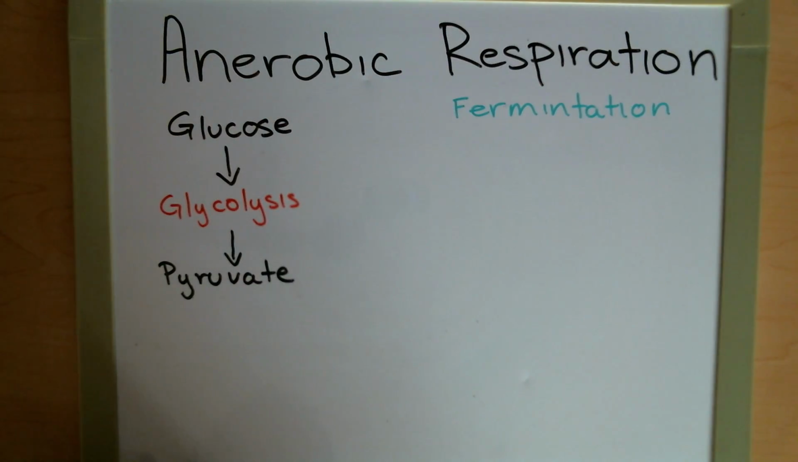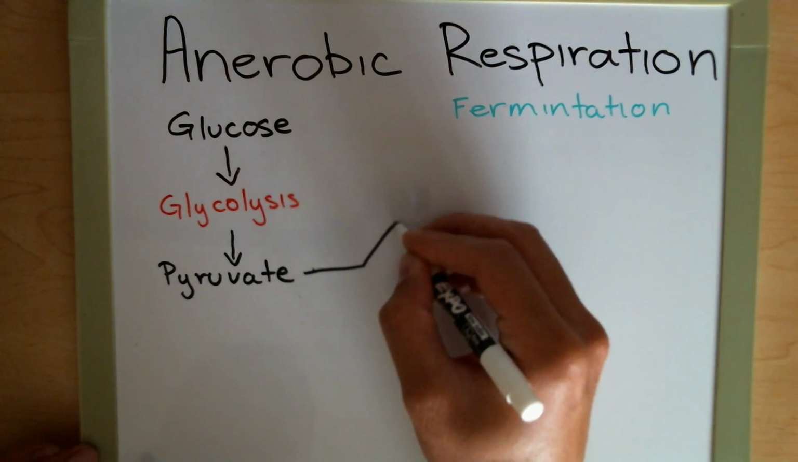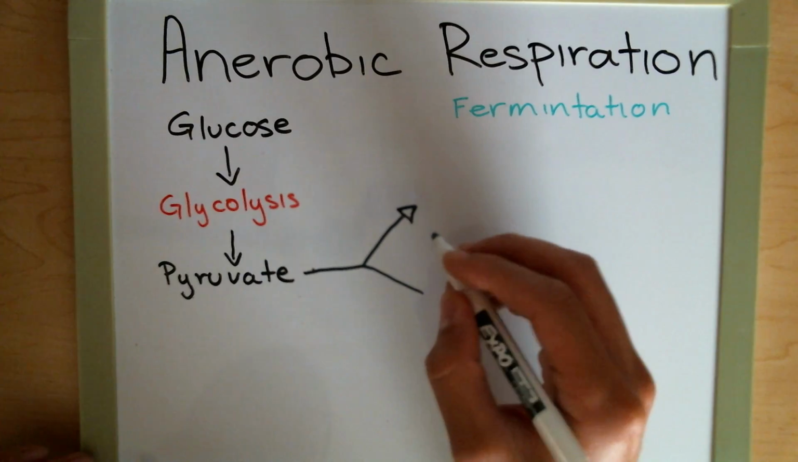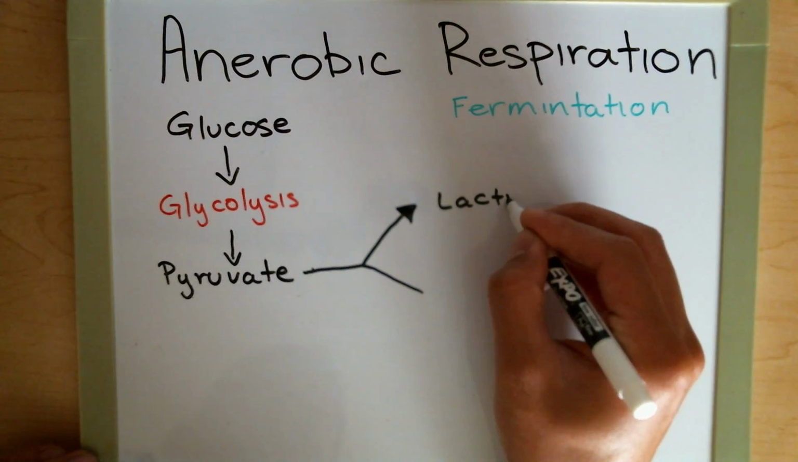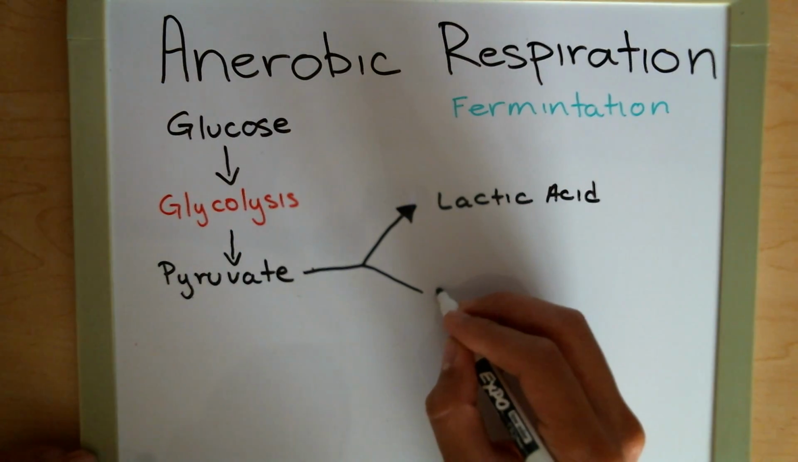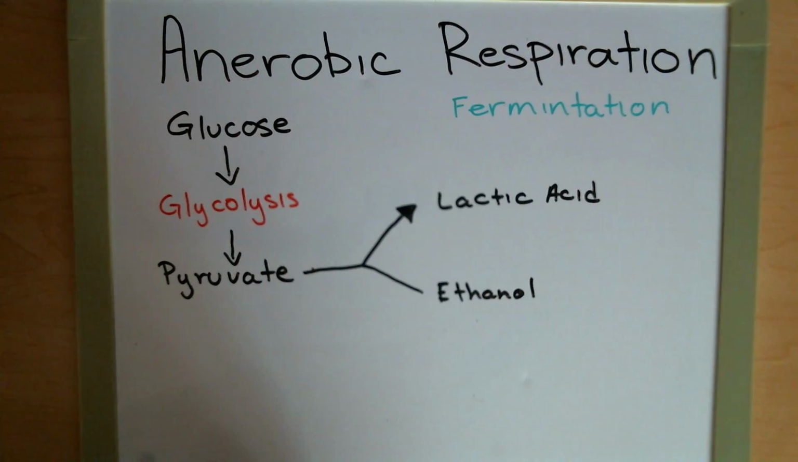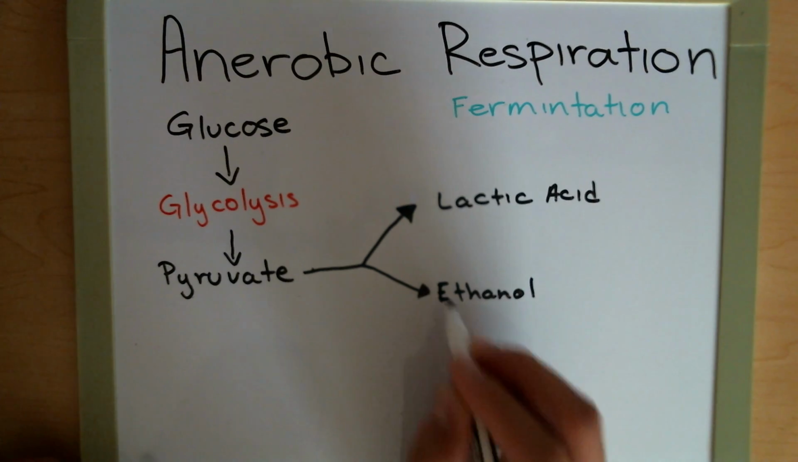And what fermentation does is, it'll take the pyruvate that we have and it'll do one of two things. It'll convert it either to lactic acid or ethanol. Now I know I'm skipping a few steps here, but this isn't a biochemistry class, so don't concern yourselves with all the intermediate steps.